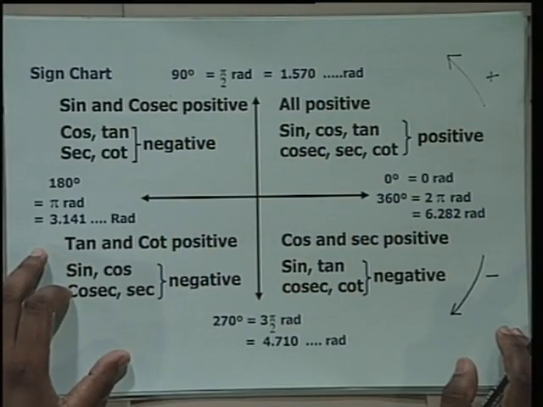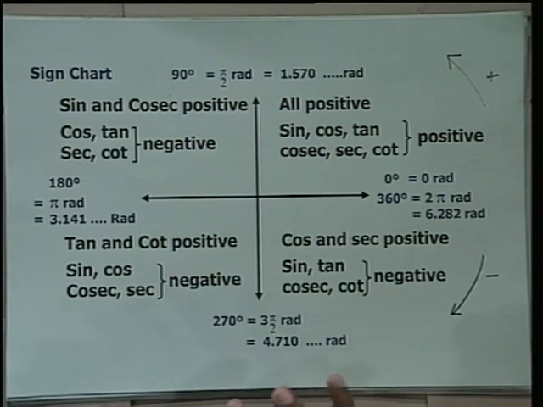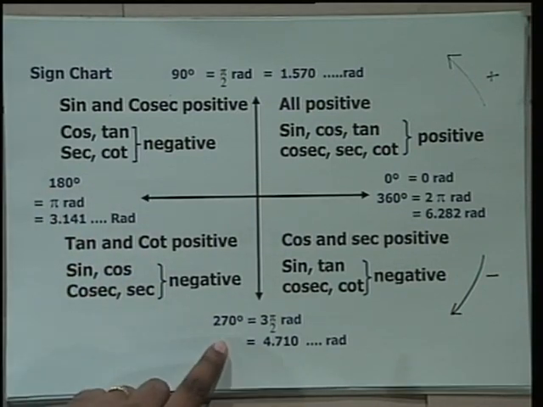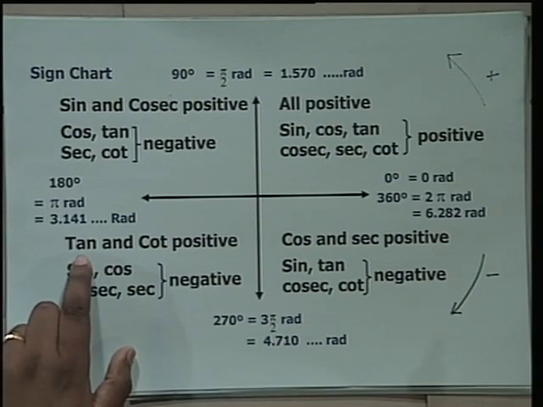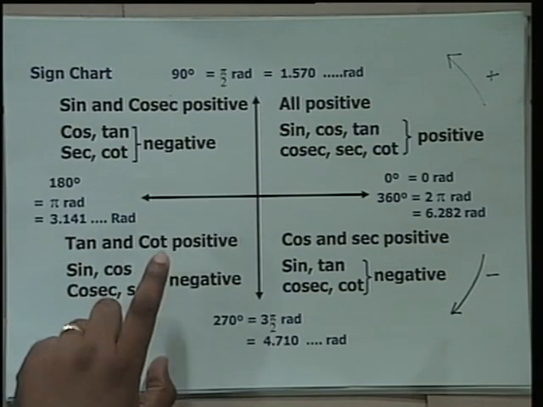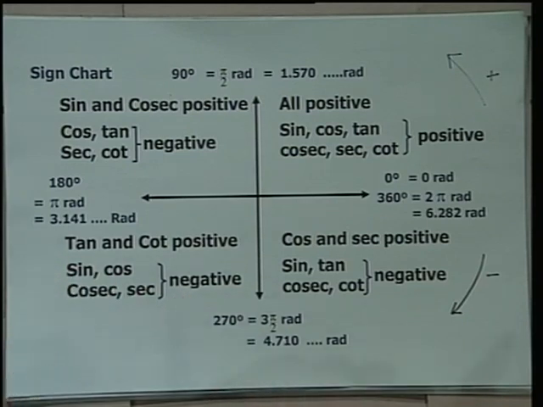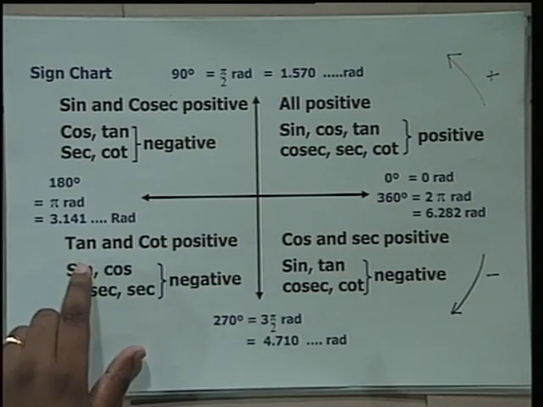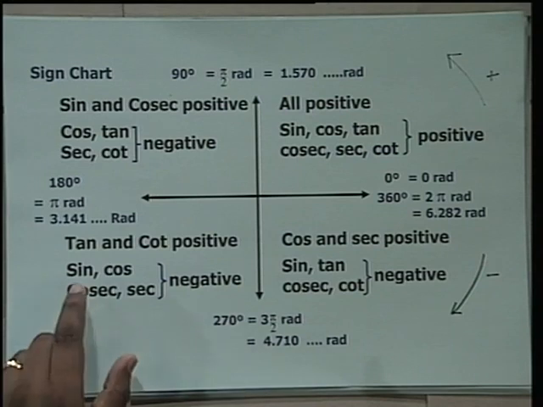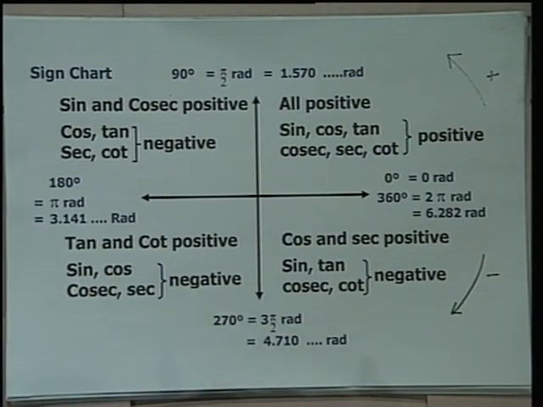Let's look at the third quadrant. In the third quadrant, tan and cot of angles will be positive. That is, all the angles in the third quadrant between 180 degrees to 270 degrees, or between pi radian to 3 pi by 2 radian, will have the tan value and the cot value positive, and the remaining will be negative. Let's take an example. In the third quadrant, 200 degrees. Tan and cot of 200 degrees will be positive, but sine, cos, cosec, and sec of 200 degrees will be negative. Or an example in radian, let's take 4 radian.